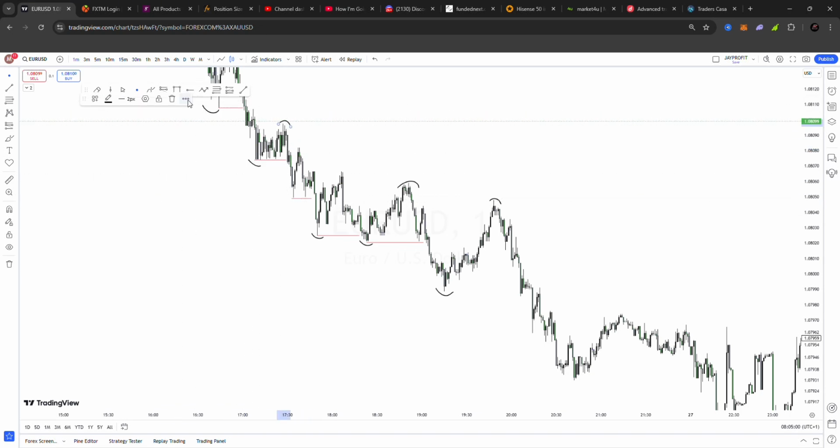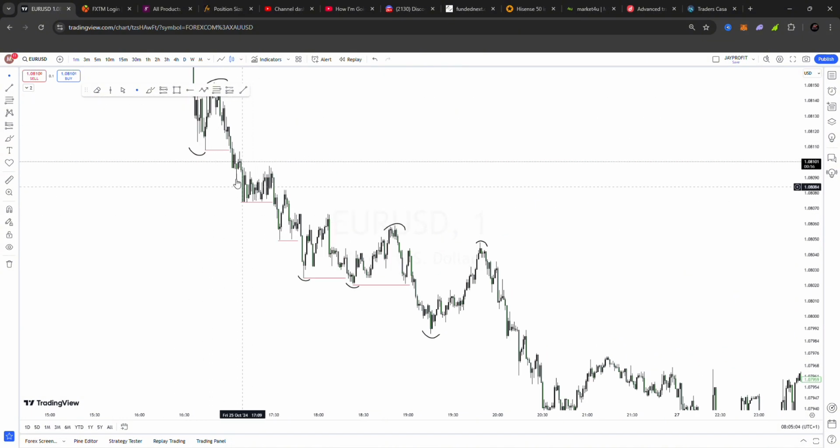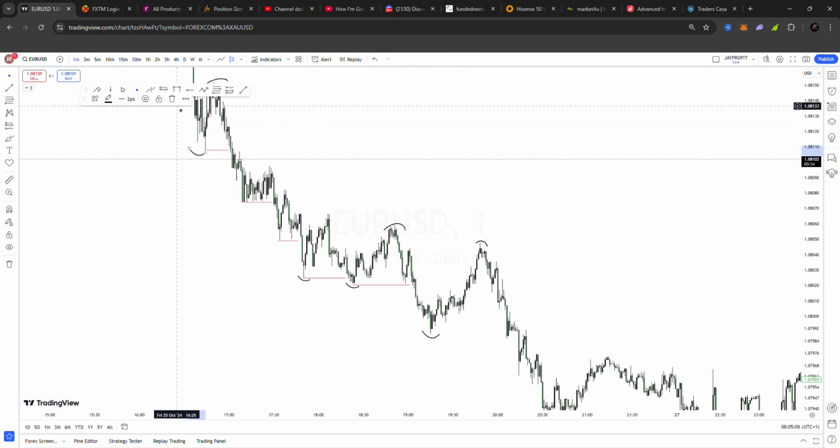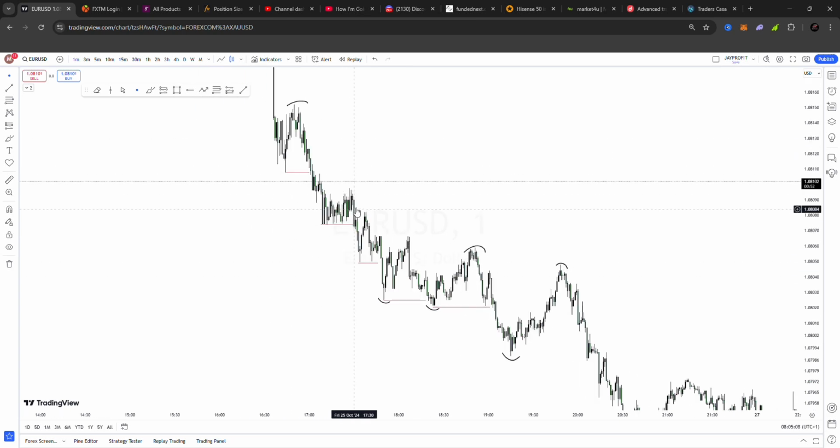Like I said, these internal structures form before market breaks the overall, or the original, or major structures. An example is here. So these are lower highs. This point right here, sorry, let me mark it out. This point right here is a lower high, right? And here is a lower low.